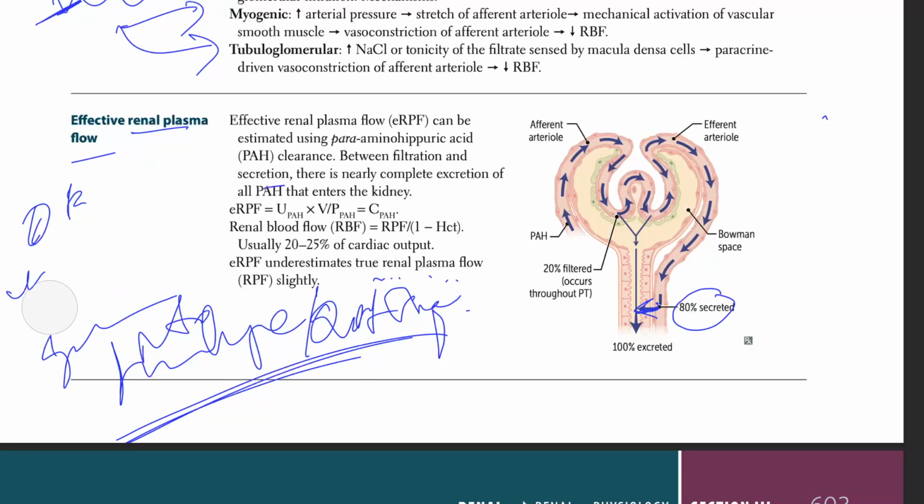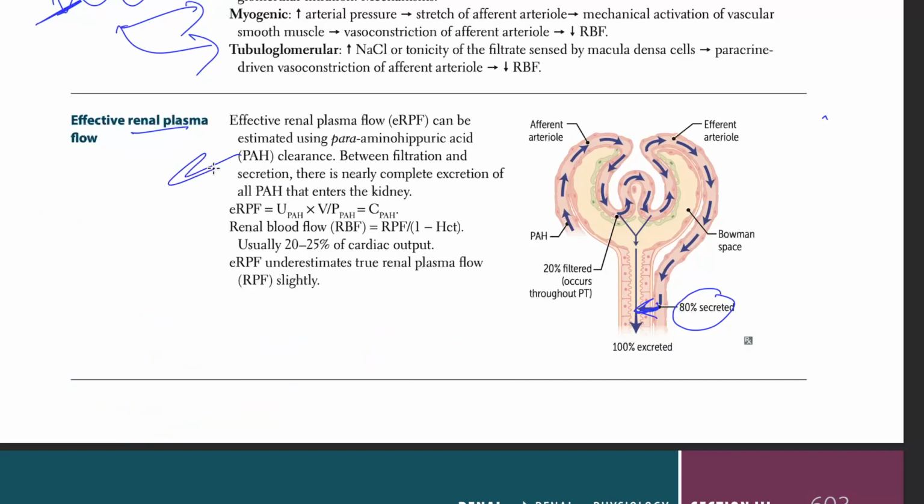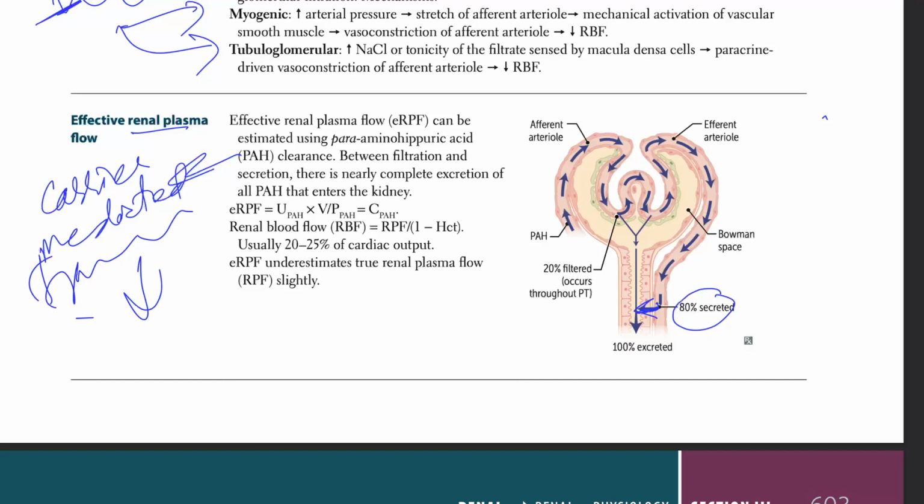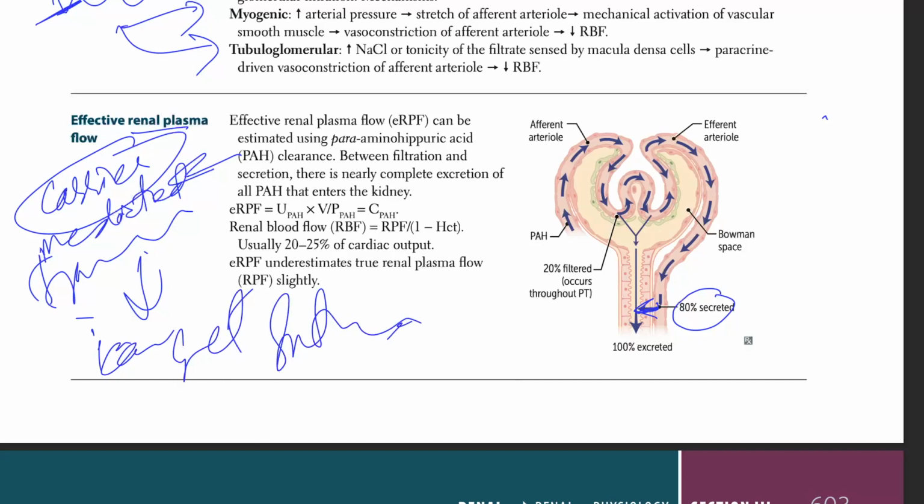And one more thing is this: PAH is a carrier-mediated transport. Whenever you have carriers, they can get saturated. So carrier-mediated transport can get saturated. That's all for the effective renal plasma flow.